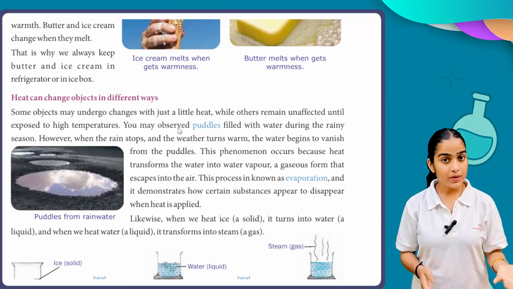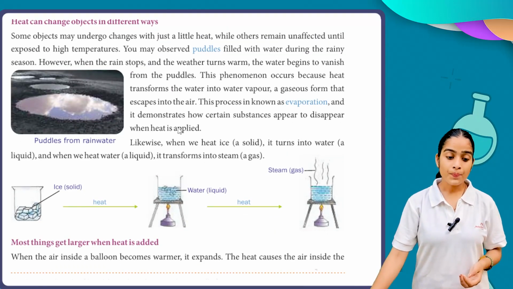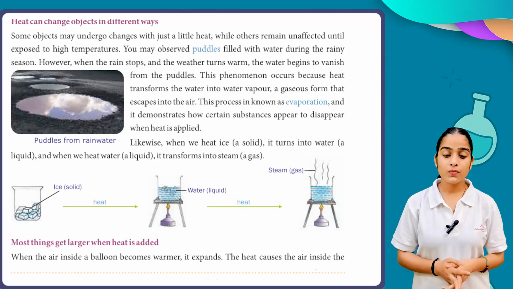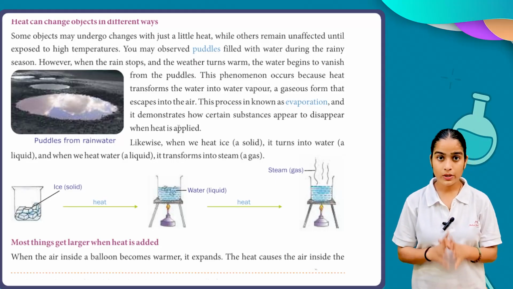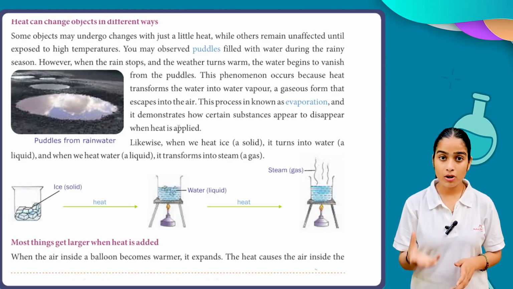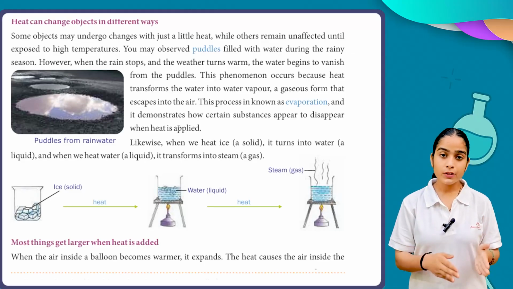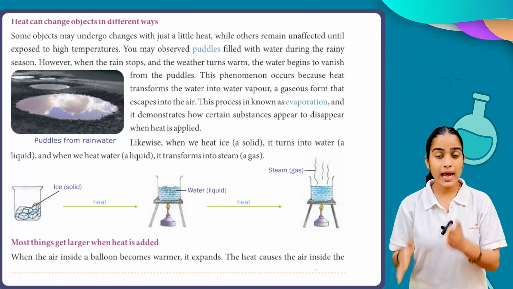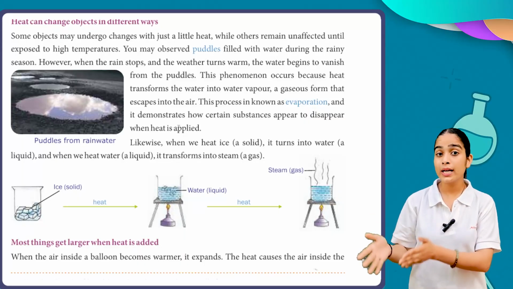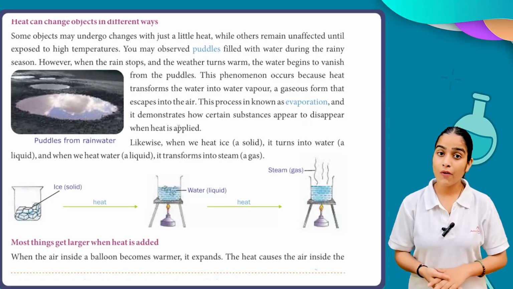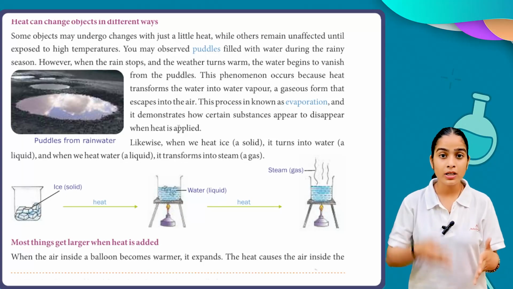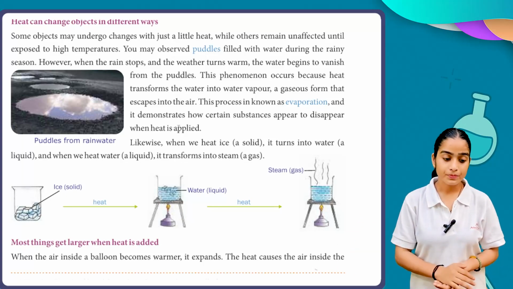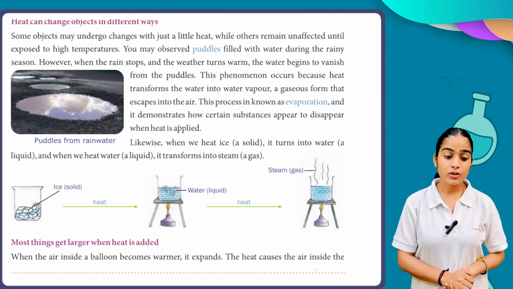Okay, one example we have is your water. Likewise, when we heat ice, a solid, it turns into water, and when we heat water, a liquid, it transforms into steam, a gas. So what we understand here is that a solid, your ice, will be converted into water, which is a liquid, and this water will be converted into gas, which is a gaseous form. So this is how, with the help of heat, we can change a single object into three different forms.